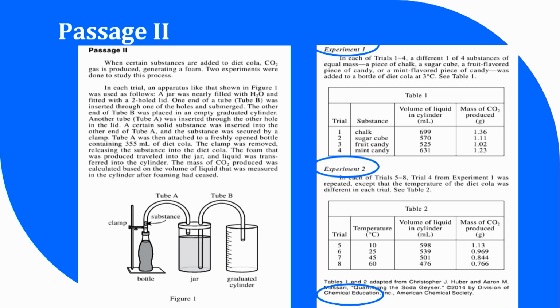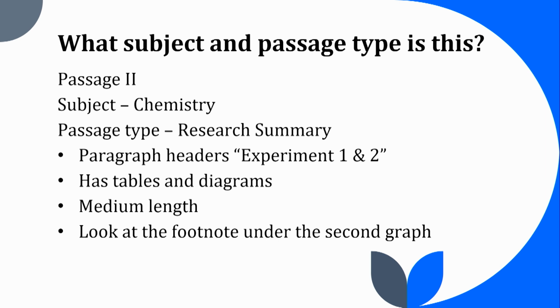It says it's the Division of Chemical Education. Well, that's going to be a big clue as to what type of subject this passage is. So here's what we could have come up with. Passage 2, the subject here is chemistry. And again, I knew that just by looking at the footnote. It said chemical education, right? The passage type here is a research summary.